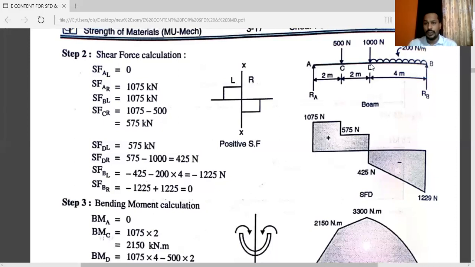Now, shear force at point D just to the right. Now you can see here. See the cursor location just to the right at point D.